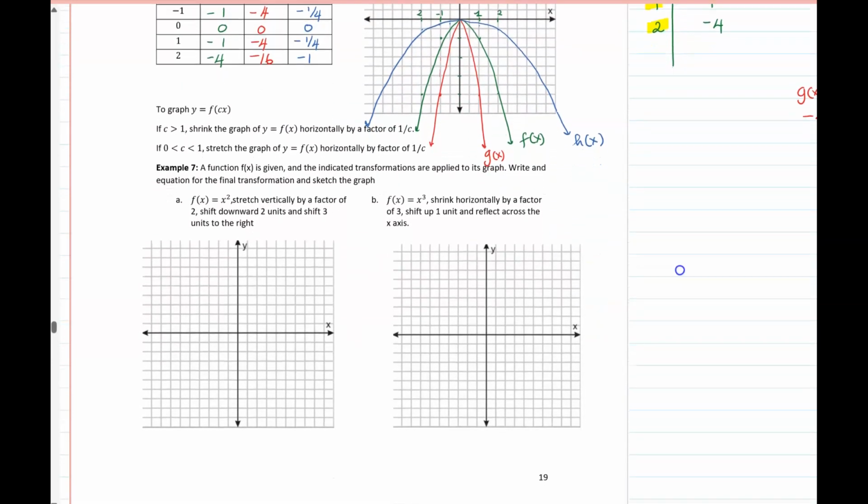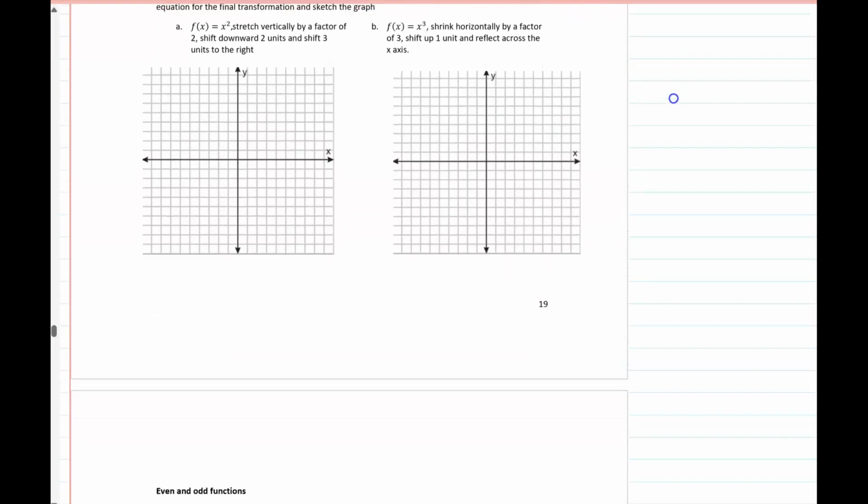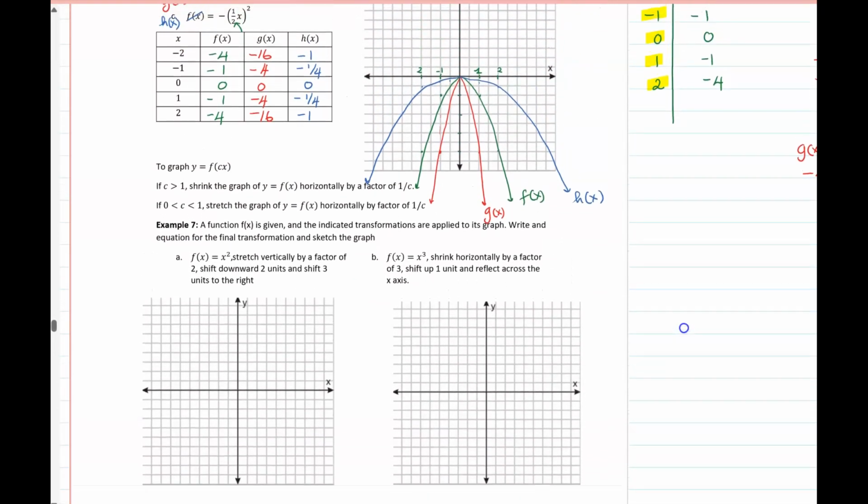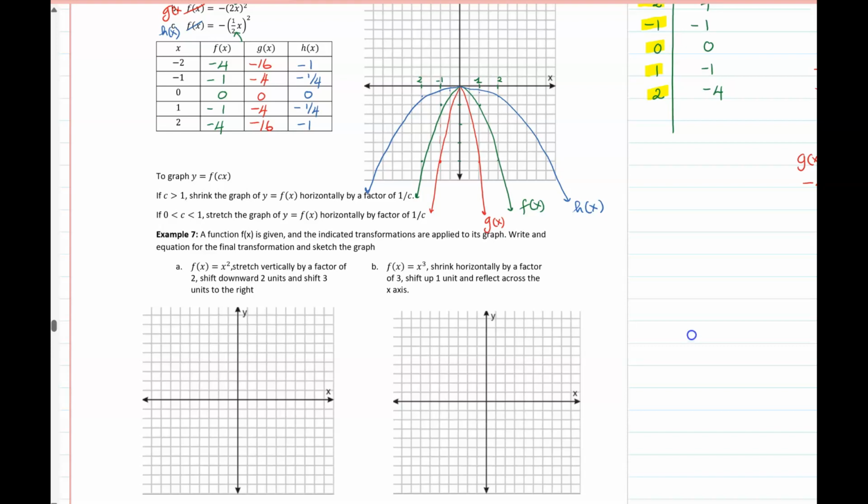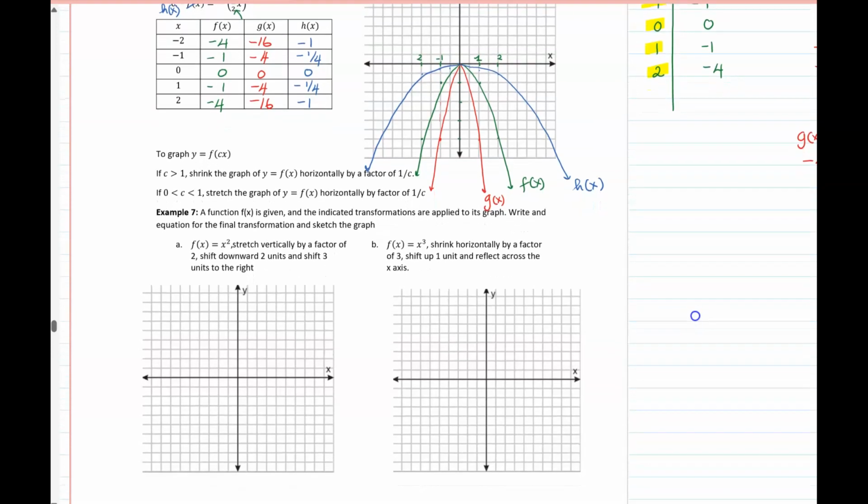Let's take a look at the next problem. A function f of x is given, and to indicate the transformations applied to its graph, write an equation for the final transformation and sketch the graph. f of x equals x squared. We stretch vertically by a factor of 2. We shift down 2 units and shift 3 units to the right.